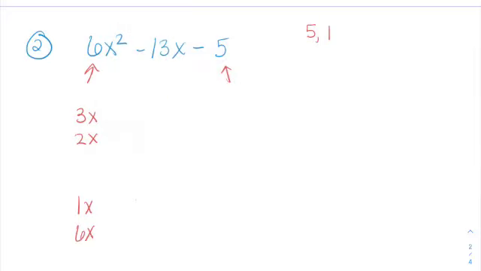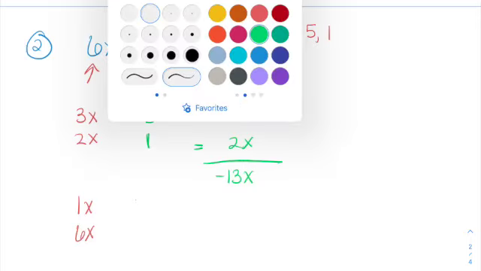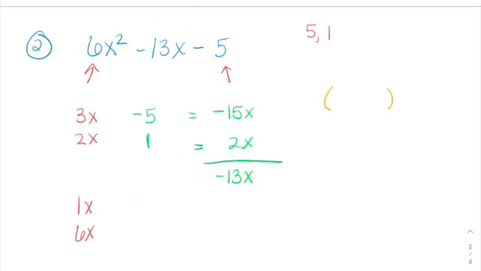So I'm going to play around with this. I'm going to say, okay, well, what combination could give me negative 13? So right away I see if I multiply the 3 by negative 5 and the 2 by positive 1, this could work, right? This multiplies to negative 15x. This multiplies to 2x. If I add my outers and my inners together, I get negative 13x, which is exactly what I wanted. So once again, in my parentheses, if I want the 3 and the 5 to multiply, they need to be in opposite sets of parentheses. So one group is going to be 2x minus 5, and the other group is going to be 3x plus 1.